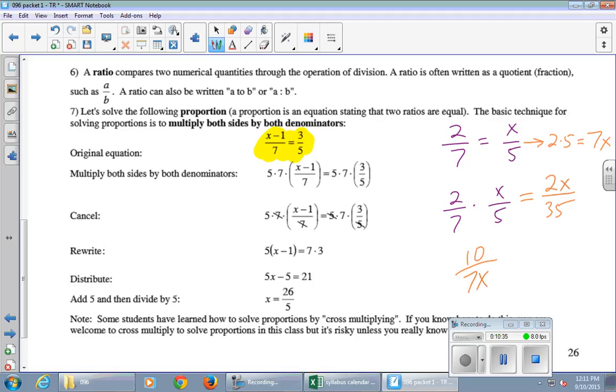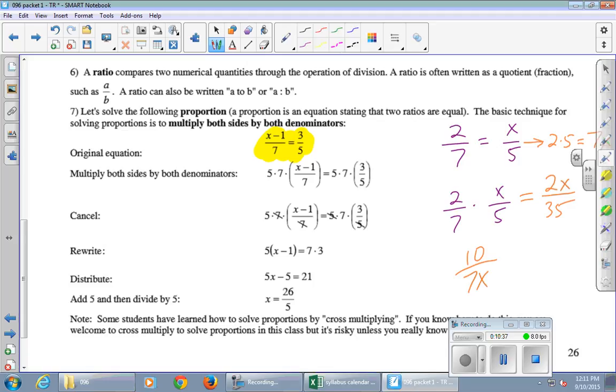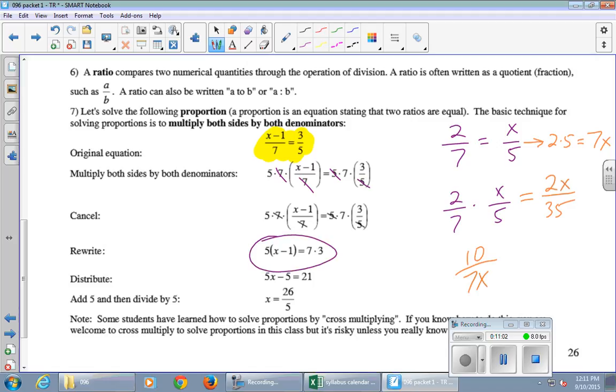And the nice thing is that if you multiply both sides by both denominators, then lots of stuff cancels. On the left-hand side, I see a 7 in the bottom and a 7 in the top, and they cancel. That's why I put the 7 up there. What happens on the right-hand side? The 5s cancel. And so what we're left with is 5 times x minus 1, and there's no fraction. And on the right-hand side, 7 times 3, which I will circle down here. 5 times x minus 1 equals 7 times 3. Yeah?